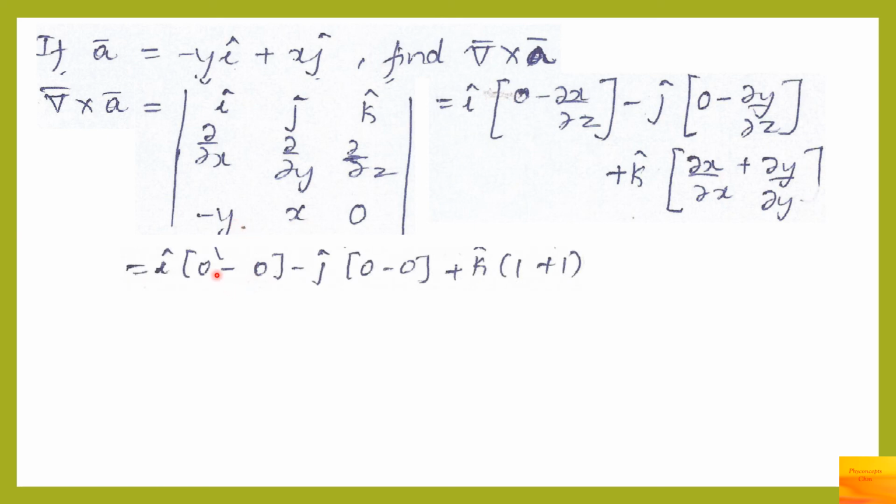So what you get here is, this is with respect to z, there is no term of z, so the differentiation is 0. Here also there is no term of z, so the differentiation is 0. And the last terms you get as 1 and 1. So the answer is 2 into k cap.